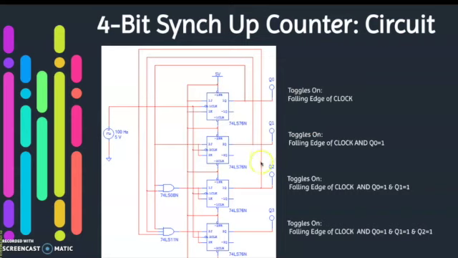But Q2 will not trigger until we have the falling edge of the clock, Q0 is 1, and Q1 is 1. Then Q3, we need the falling edge of the clock, and Q0 at 1, and Q1 at 1, and Q2 at 1. So these are synchronous in the fact that they are all synced together, meaning they have to sync in order to have something happen. That's why we call it synchronous versus asynchronous, which is more independent with that ripple effect.